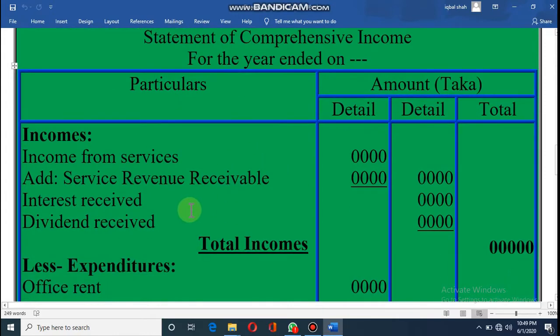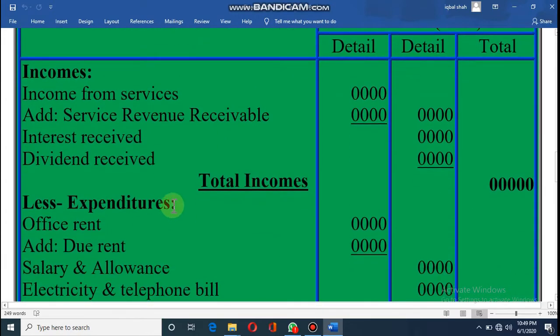So at first we have to write the income. Whatever income is given in the question, we will write here. In the example, income from service, add service revenue receivable. That means if any income is outstanding, then we have to add it. If any income is received in advance, then what will happen? Then it will be subtracted, dear student. And then interest received from different sources, dividend received, interest received from investment, commission received, any other income.